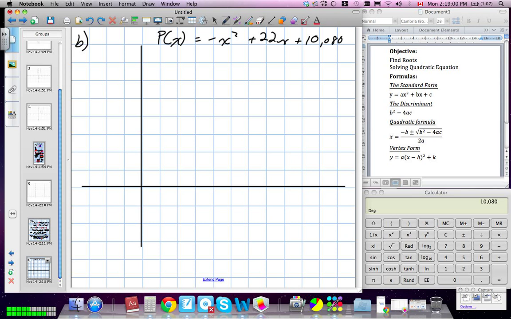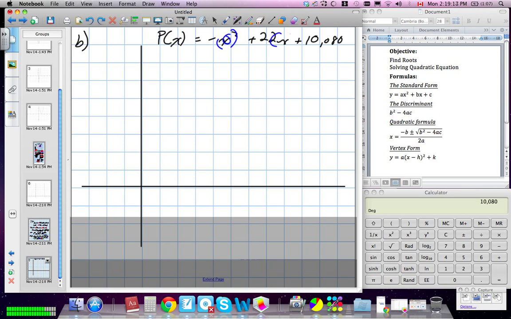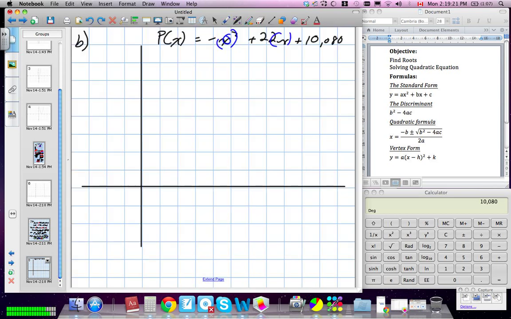So quickly looking at this, because our A term's negative, I know I'm going to have a parabola that's facing downwards. And also, can anyone tell me what the y-intercept's probably going to be? If this is 0 and this is 0, what are we left with? What number? 10,080. So our y-intercept will be, let's say that's the scale of the graph, 10,080. So our y-intercept is 10,080.